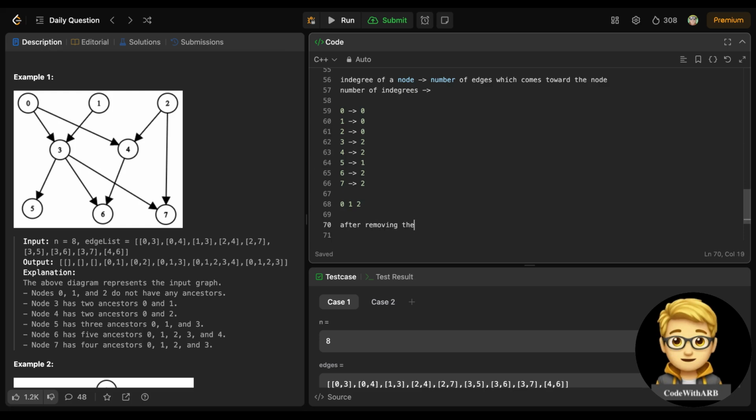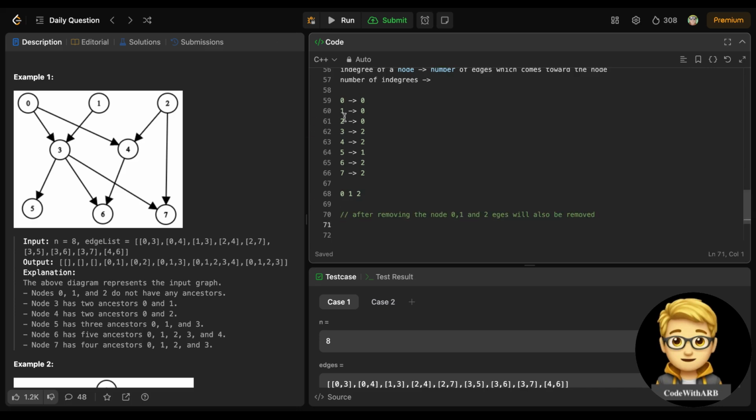After removing the nodes 0, 1 and 2, their edges are also removed. So the number of edges for 3 moves from 2 to 0. Same for 4: 0 and 2 are removed, so its number of edges is also 0 now. For 7, which had edges from 3 and 2, the edge from 2 is removed, so its count changes to 1. 5 and 6 are untouched.